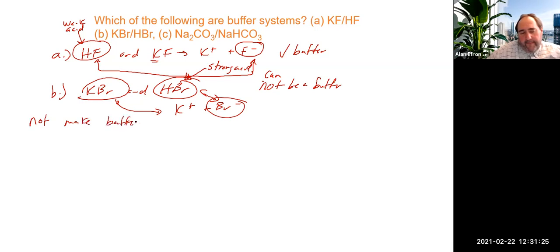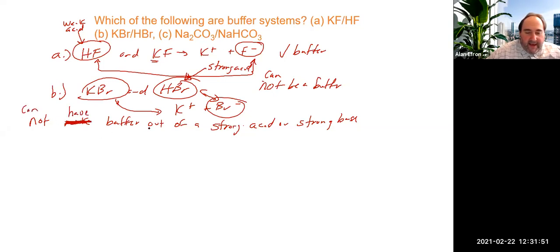So why can you not make a buffer out of a strong acid or a strong base? When we talk about buffers being a weak acid or a weak base and not a strong acid or a strong base, you cannot have a buffer out of a strong acid or a strong base. And that's because let's take something like HBr, right? When we throw HBr into a solution, because this is a strong acid, it's going to 100% break apart into H plus and Br minus.